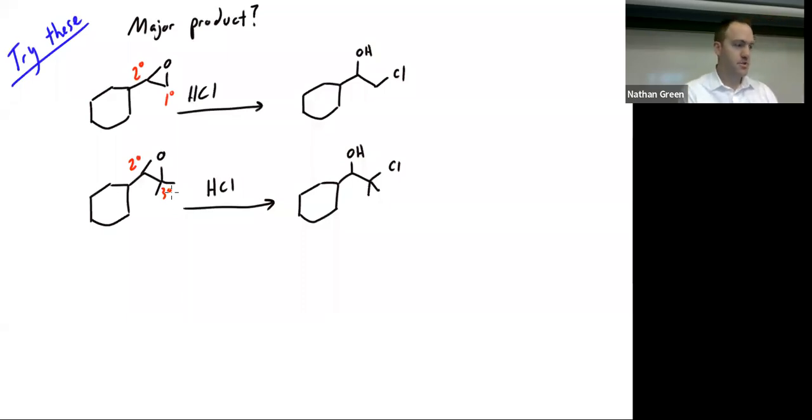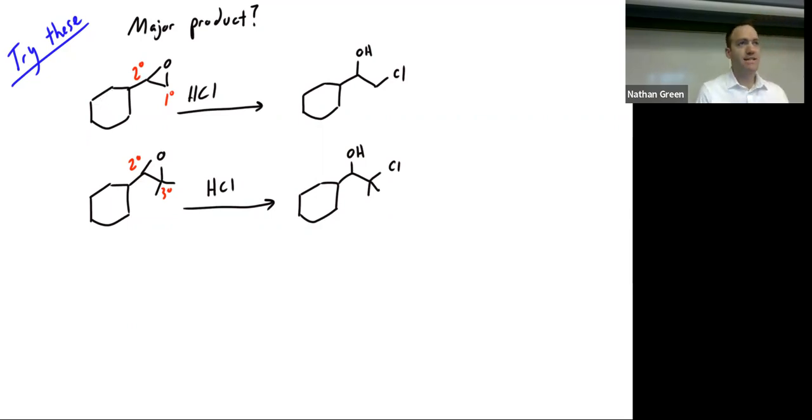Benzylic carbons are also, so if this was a benzene, I won't do that to you. But it's a good point. If that's a benzylic carbon or an allylic carbon, it favors SN1 regiochemistry because as that forms a positive charge, the benzene can help out. So it's a good point. I would expect fair amounts of both, probably.